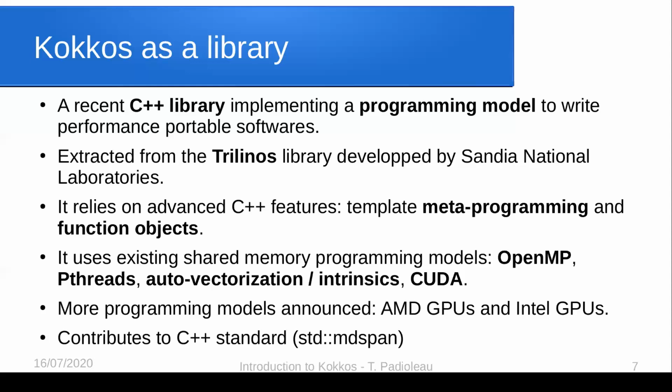It uses existing shared memory programming models such as OpenMP, pthreads, CUDA. For now, it relies for vectorization on auto-vectorization such as the pragmas, and there is an intrinsics wrapper which is in development. Some more programming models were announced, such as AMD GPUs and Intel GPUs, which are coming for the next Aurora machine.